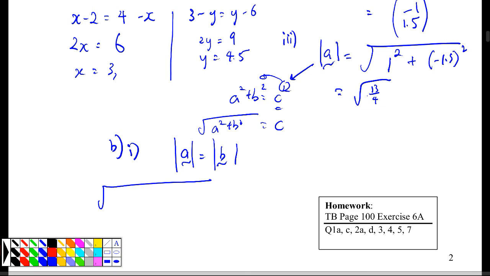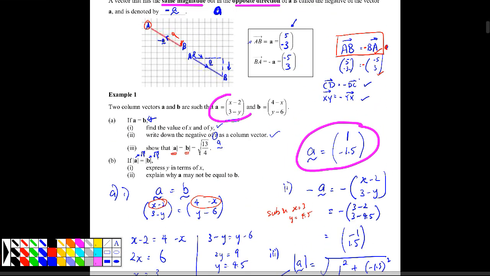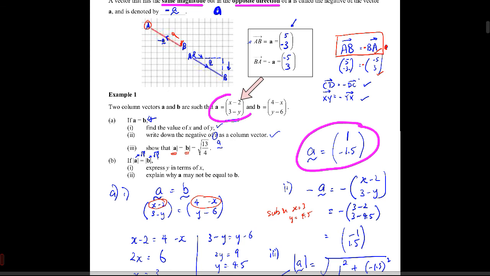13 over 4. Cannot. I said already. If I put 13 over 4, then I cannot solve the question. 3.25, cannot. If I put 3.25, I also cannot solve the question. But if I use the question, I have x, I have y. I should use this. How do I find magnitude when I have x minus 2 and 3 minus y?